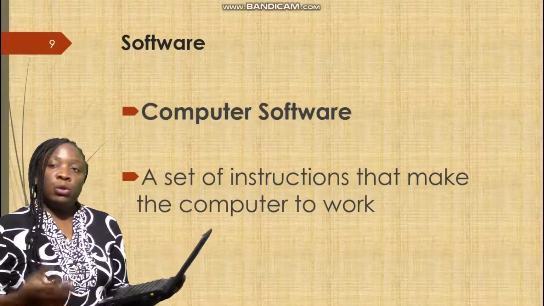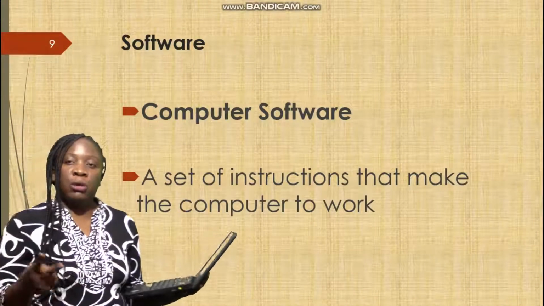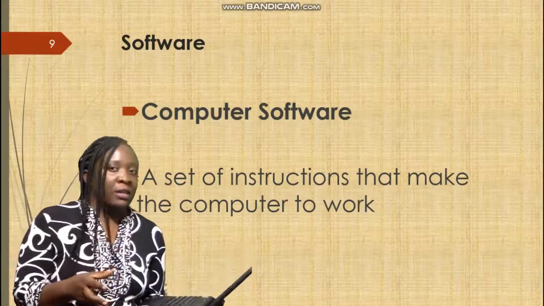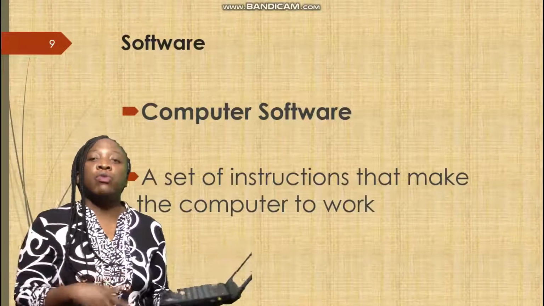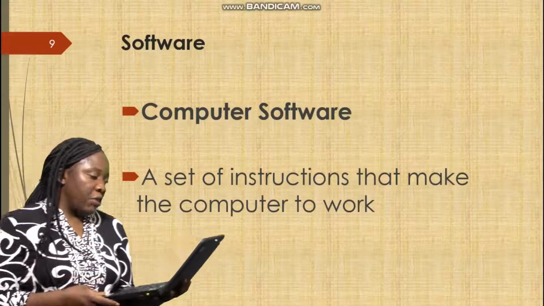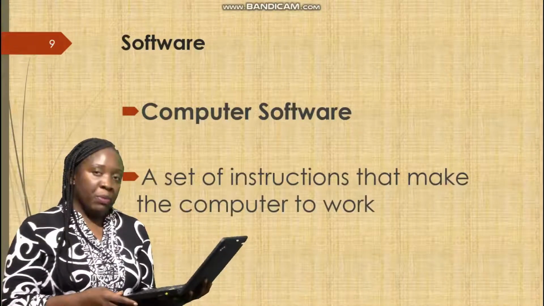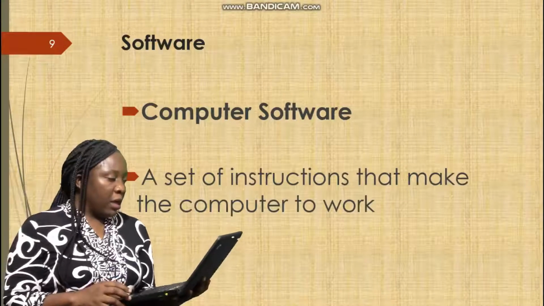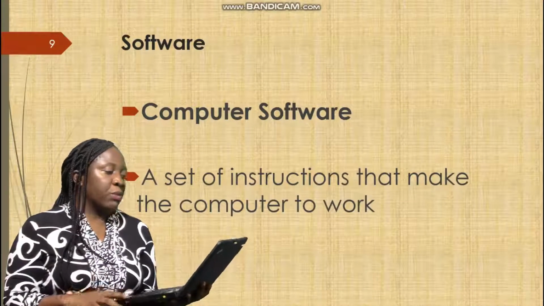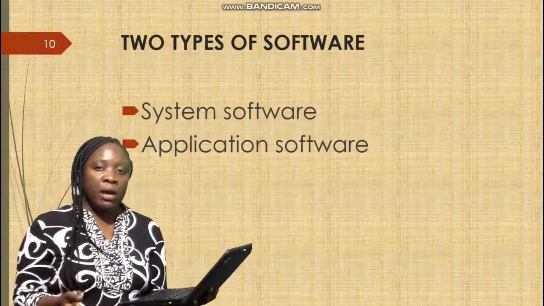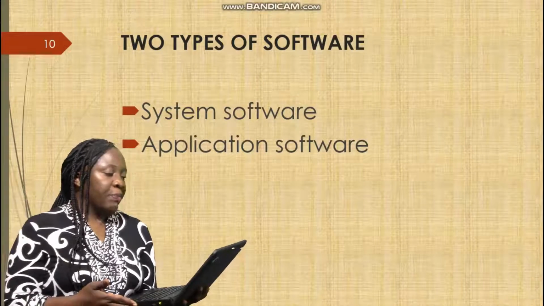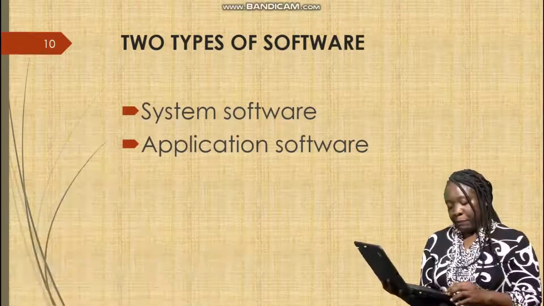And then we said we've got two major components. We've talked about the hardware, parts of the computer that are touchable. Now we come to the software components. Software components are a set of instructions that make the computer work. Under software, we have two types: the system software and the application software.